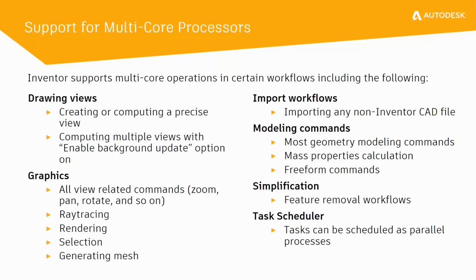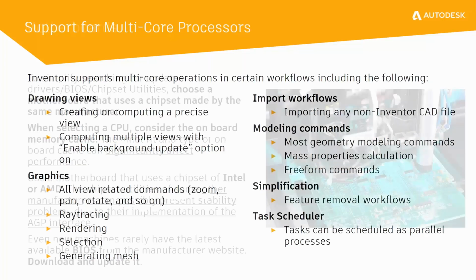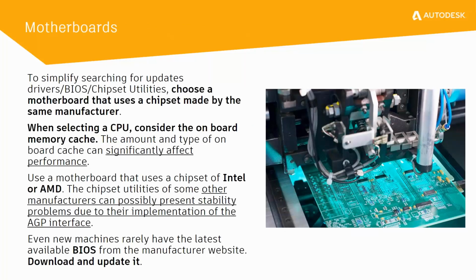The specific modeling commands, actually most geometry modeling commands, leverage multi-core. Mass property calculations and the freeform commands use multi-core processors, as well as some of the simplification and task scheduler tasks. So again, if you're using these a lot, and the argument is you're going to be using some of these for a lot of the things that you do, they will leverage multi-core processors, which can gain some advantages.